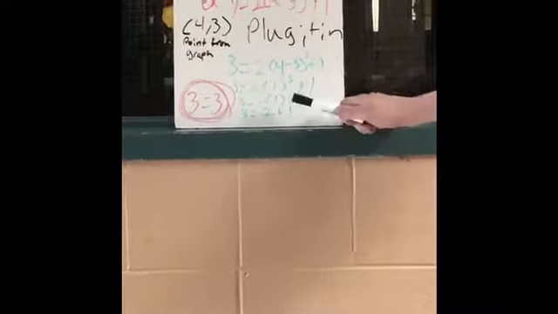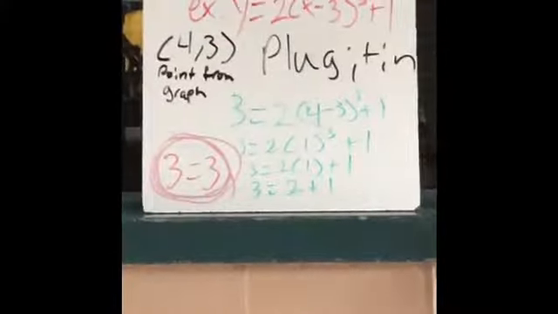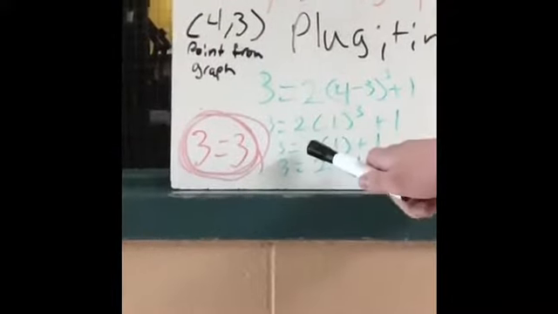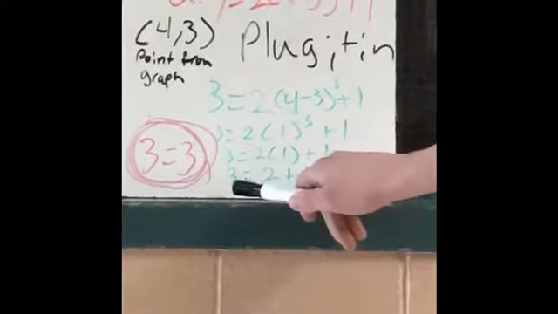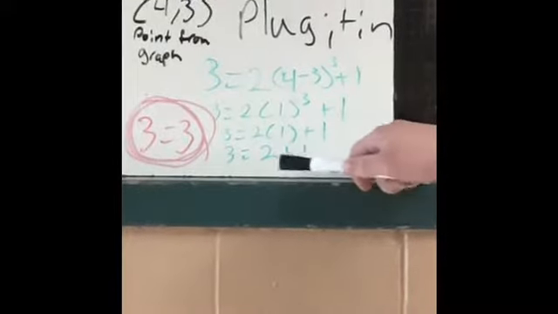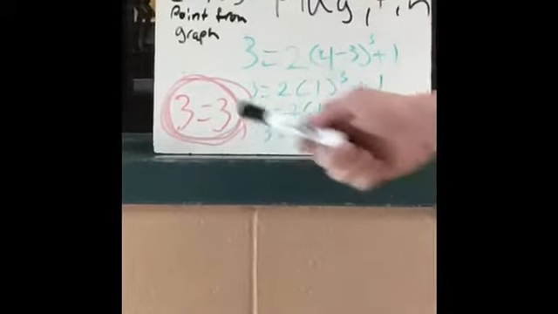So then from there we make the cubed happen. So we do 3 equals 2 times 1 plus 1, since 1 cubed is 1. So then from there, after that, we do 2 times 1. So that gives us 3 equals 2 plus 1. So 2 plus 1 equals 3. So 3 equals 3. And that's how you check it.